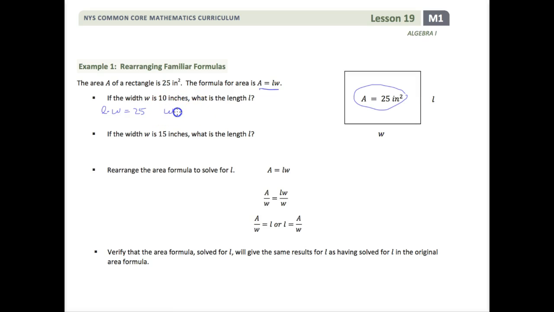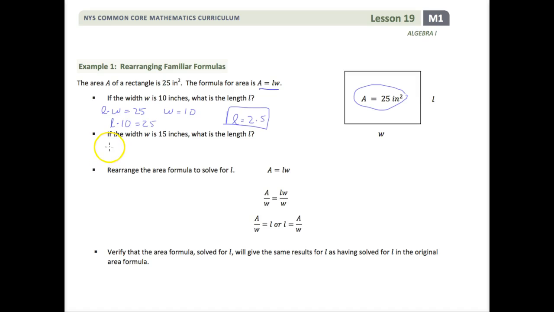So they're telling us W is 10, which means we can put it in here. L times 10 is 25. And if we divide both sides by 10, what we find out is L is 2.5.